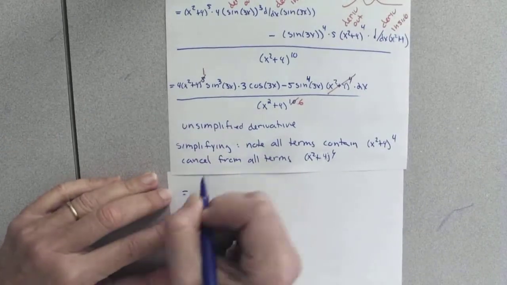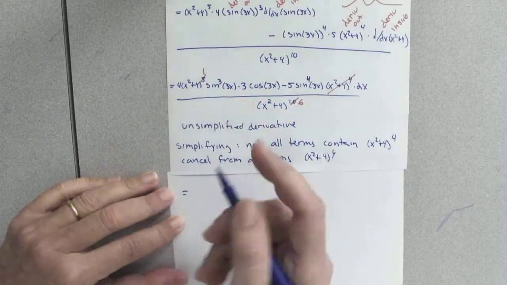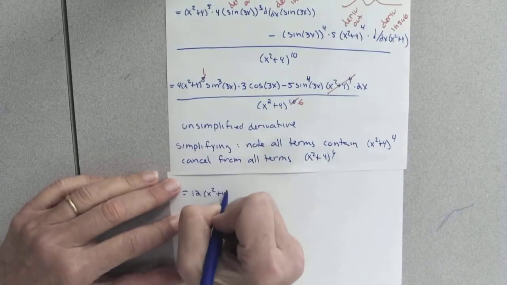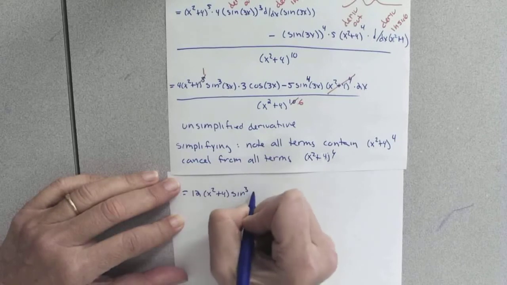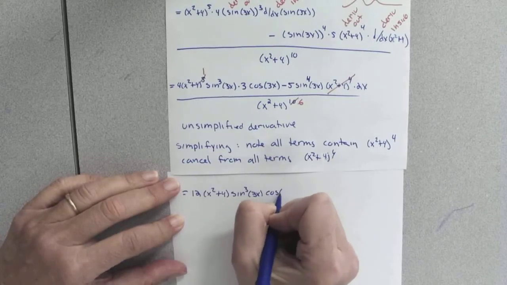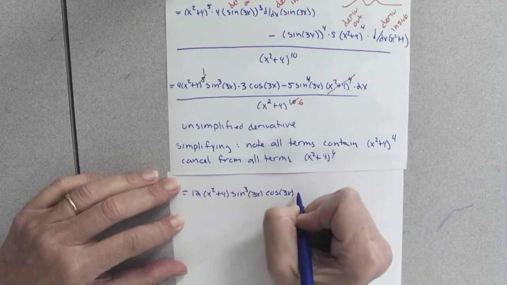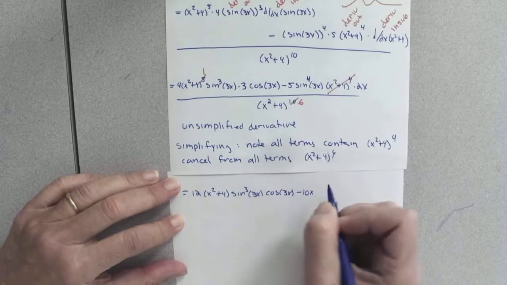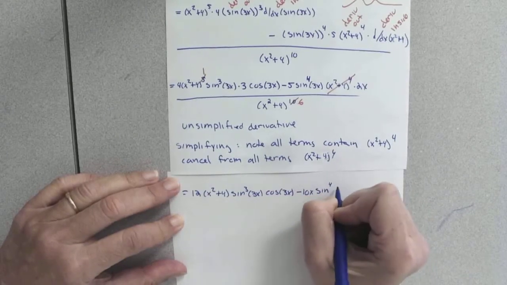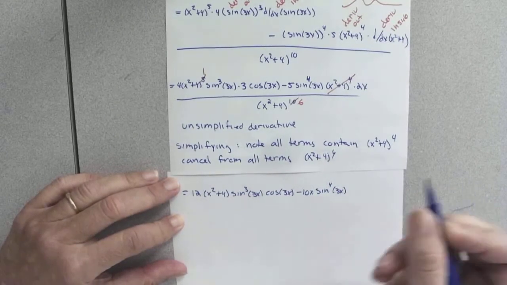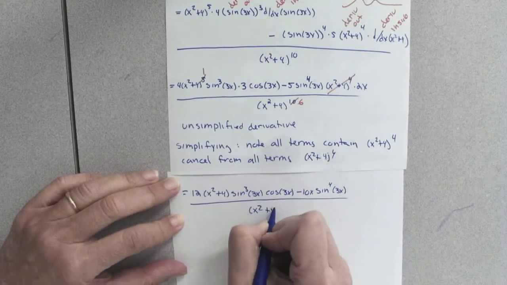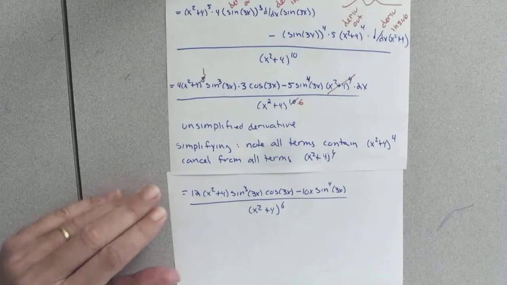So I'm going to come up with 4 times 3 is 12, then x squared plus 4, sine cubed 3x, cosine 3x, minus 5 times 2 is 10, so 10x, sine to the 4th 3x, all over x squared plus 4 to the 6th.